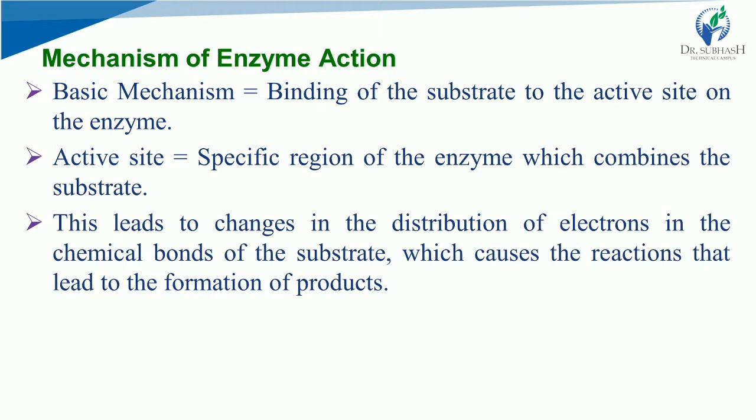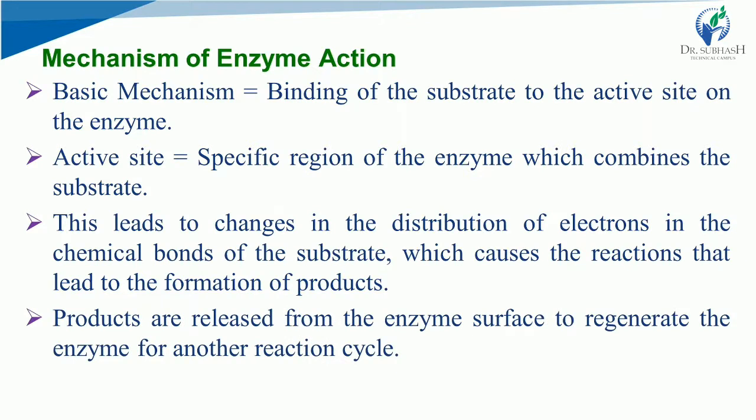This leads to changes in the distribution of electrons in the chemical bonds of the substrate, which causes the reactions that lead to the formation of the product. So what happens after the active site, and you know the basic mechanism now? So what will happen next? This will lead to the change in distribution of electrons in chemical bonds of the substrate, which will cause the reaction that will lead to formation of the product. It is like A plus B will give you AB, right? It is just like that.